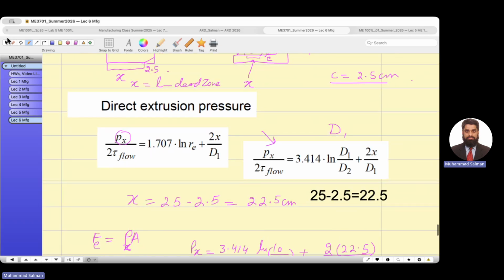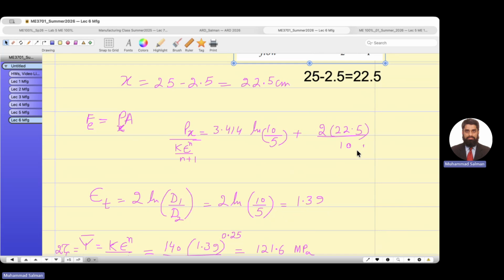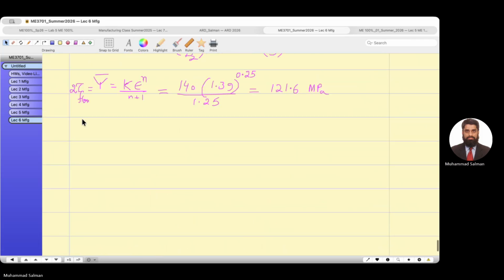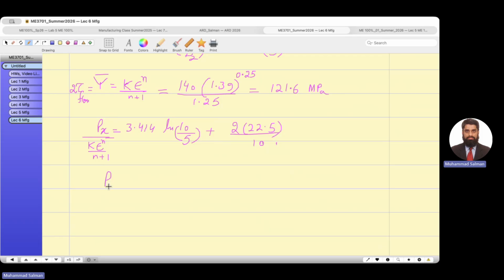This formula, we are gathering the variables. Okay, so I'm gonna use this formula. Look, I'm gonna grab this and then plug in the value. So 2 tau flow, I need the P extrusion pressure, which is equal to, this whole thing is 121.6 megapascal times 3.414. Now open your calculators and help me.